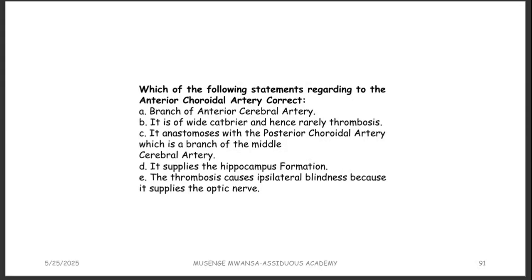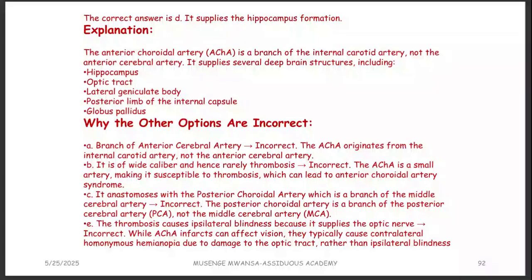Which of the following statements regarding the anterior choroidal artery is correct? Branch of anterior cerebral artery. It is of wide caliber and hence rarely thrombosed. It anastomoses with the posterior choroidal artery, which is a branch of the middle cerebral artery. Supplies the hippocampal formation. The thrombosis causes ipsilateral blindness.